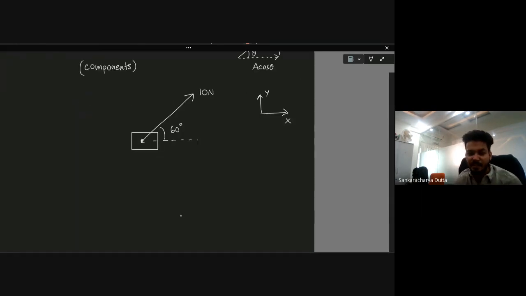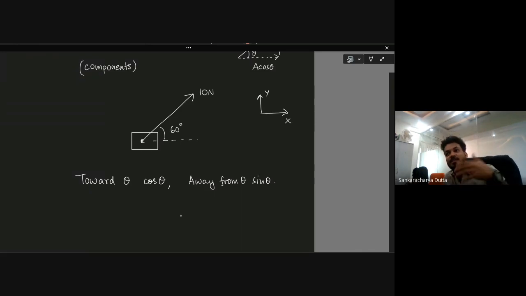Well, it's very, very easy. Repeat after me. Towards theta, cos theta. This is what you have to remember. Towards theta, cos theta. Away from theta, sine theta. These are the two statements. Please repeat after me. Towards theta, cos theta. Away from theta, sine theta. These are the two statements, the only thing you have to remember.